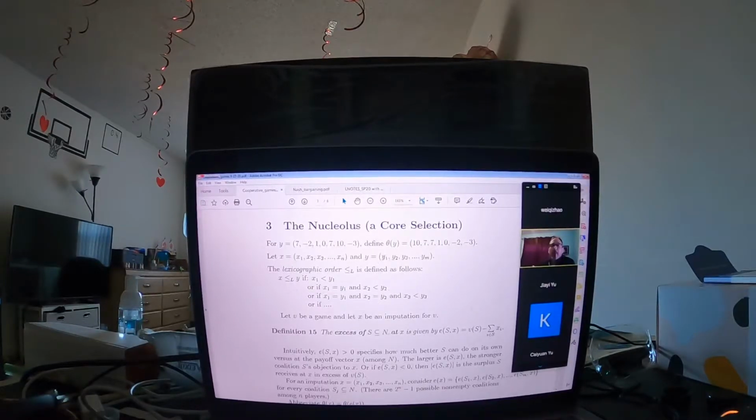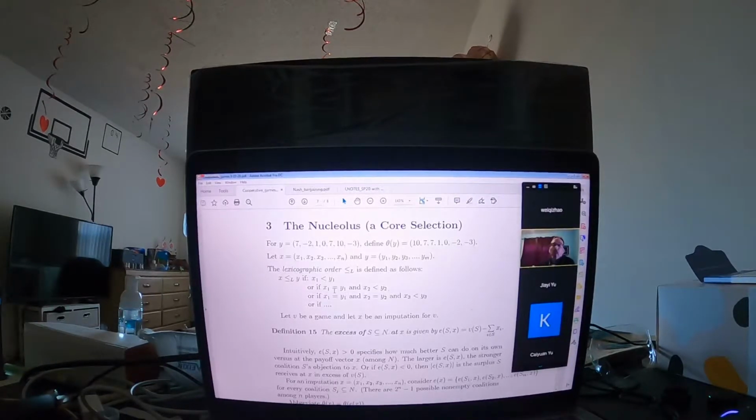But if they happen to have the same first number, then you move on to the second number. You compare them on the basis of the second number. So another possibility is that they have the same first number, but X2 is less than Y2. If that's the case, then X is lexicographically less than Y, or X precedes Y in the lexicographic order.